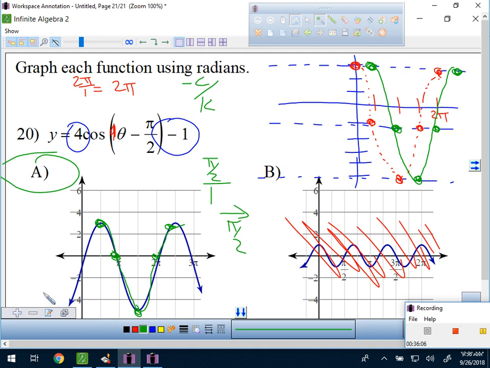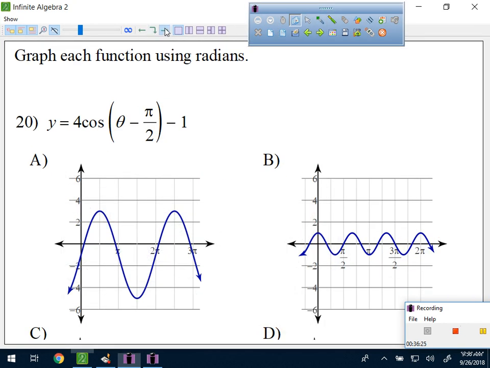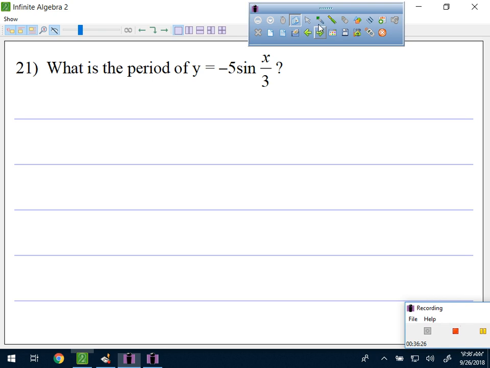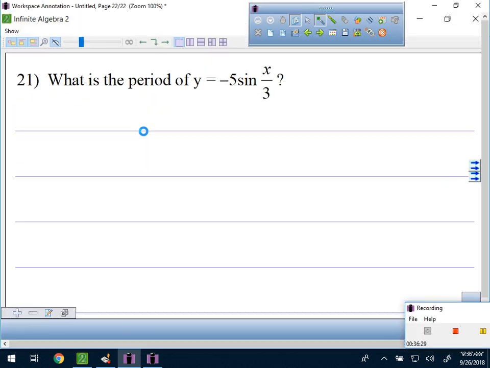So that would be the answer for number 20. All right, now, the rest of it was going to be just being able to identify the characteristics of it. So I'm going to go ahead and go to number 21. All right, for 21, very straightforward, guys. All this question is asking is for you to state the period. That's it. So go look on the formula page, 2 pi over k.